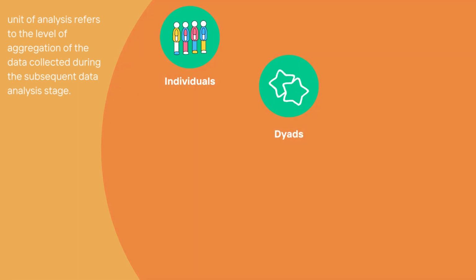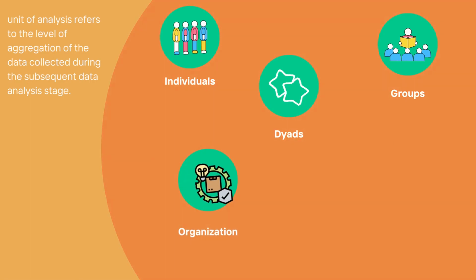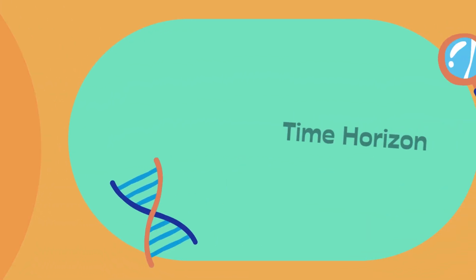Unit of analysis. The unit of analysis refers to the level of aggregation of the data collected during the subsequent data analysis stage. It involves individuals, dyads, groups, organizations, and countries.